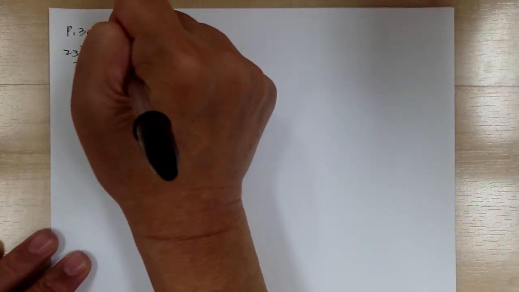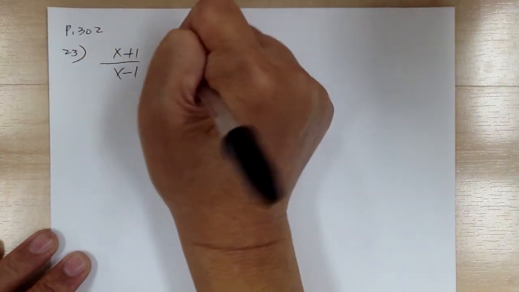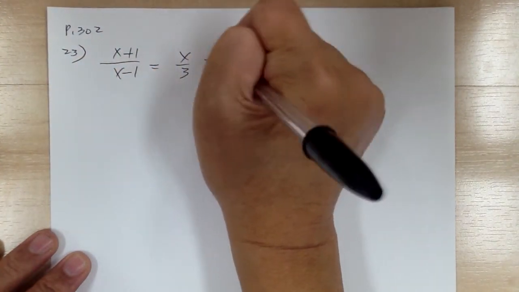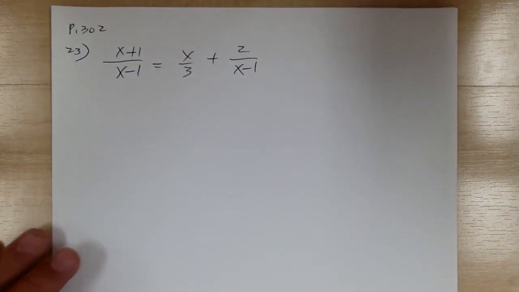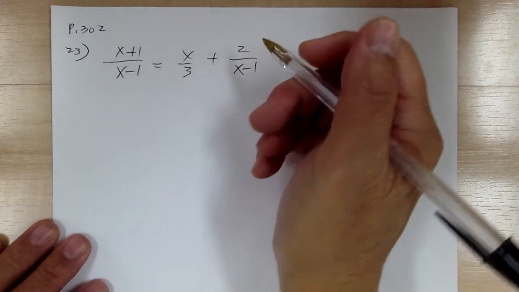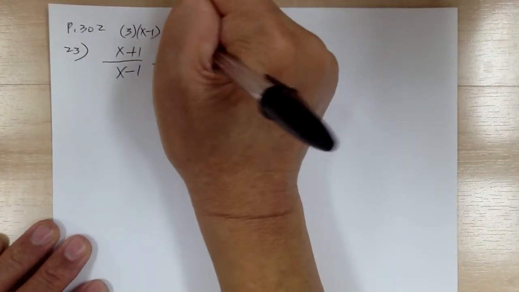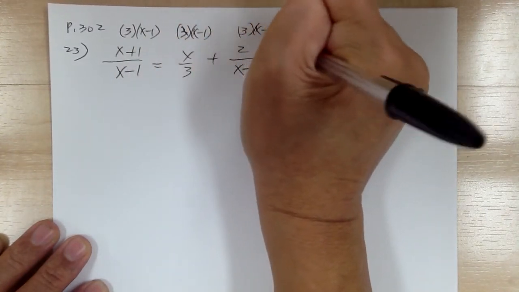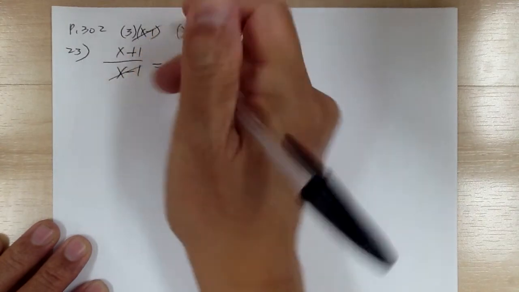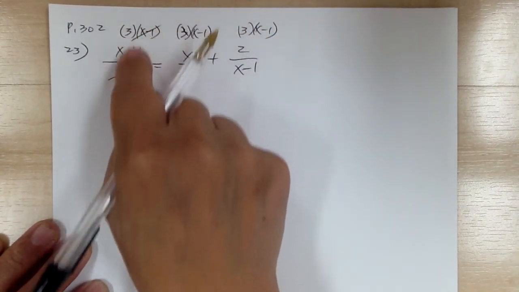Okay, you got (x plus 1) over (x minus 1) equal to x over 3 plus 2 over (x minus 1). Okay, so first let's go and get rid of the common denominator. So let's go and multiply everything by 3 and (x minus 1). So this will cancel out. And again, I like to write it out so I can cancel. I can see what's left over, so it's easier to visualize.